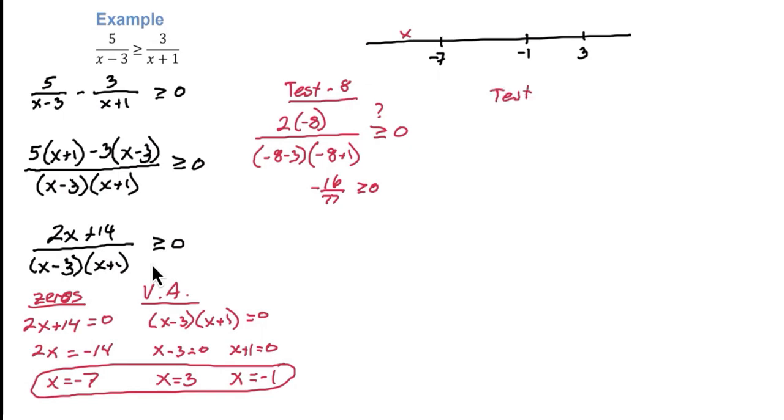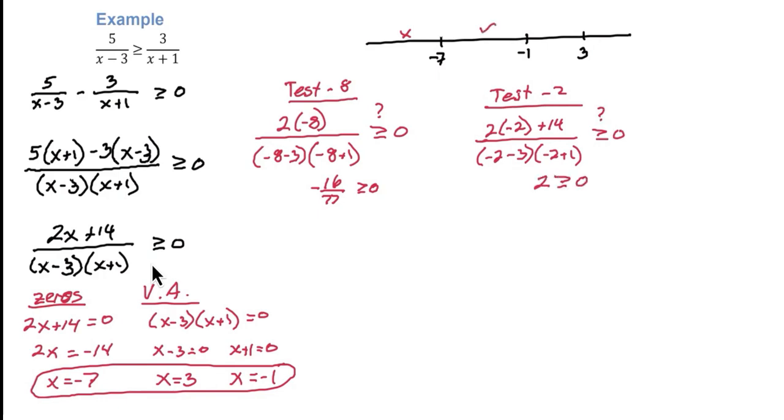Up next, we have something between negative 7 and negative 1. I'm going to choose negative 2. Again, plugging it in, we get 2 times negative 2 plus 14 all over negative 2 minus 3 times negative 2 plus 1. And we're asking, is that greater than or equal to 0? Here we get 2 is greater than or equal to 0, which is true.